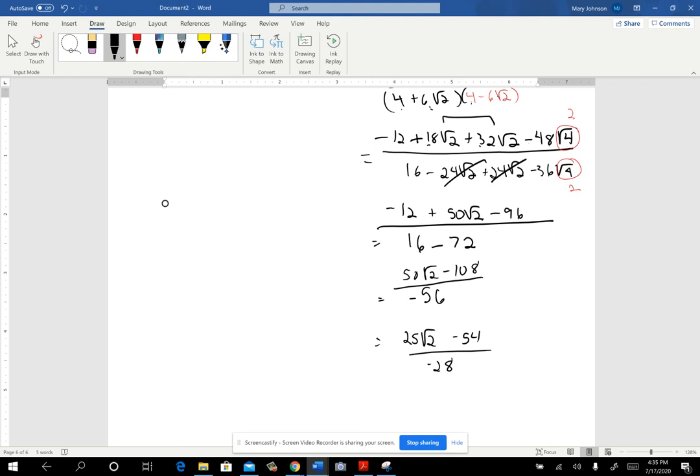And this is an excellent example to show something kind of tricky. See how the denominator has a negative in it? We usually rewrite that so it has a positive down there. And we do that by basically taking the opposite on top and bottom, multiplying the top and bottom by negative 1. And so this is equivalent to having negative 25 square root of 2 plus 54 over positive 28. And they'll usually write it like that or like this.